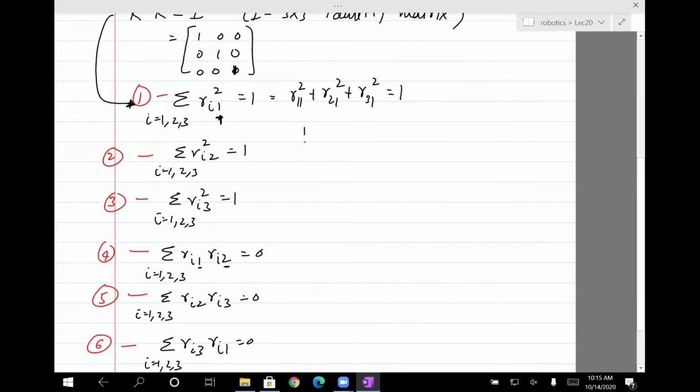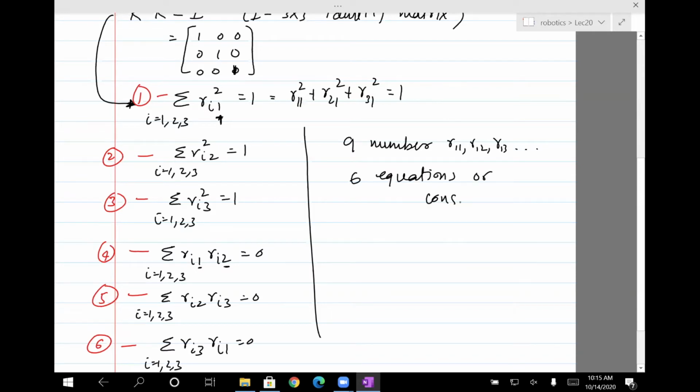So what we can do is we can say there are 9 numbers. It is R11, R12, R13, and so on. But there are 6 equations, or if we talked about optimization, there are 6 constraints. So the free variables are 9 minus 6, which is 3. So what I'm trying to say is that there are only 3 free variables in a rotation matrix, not 9.